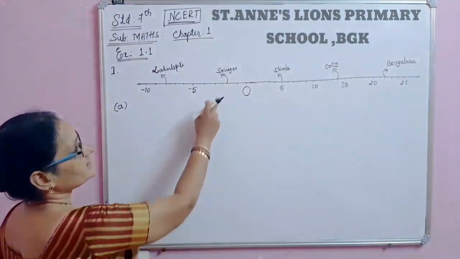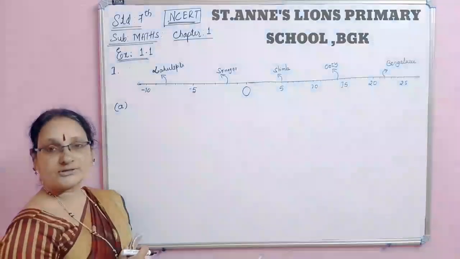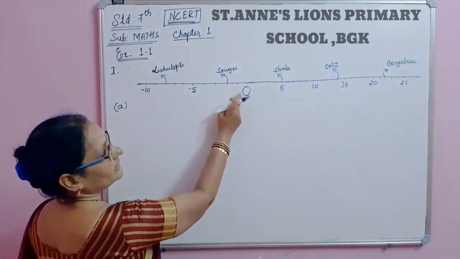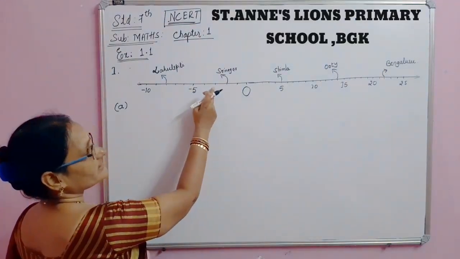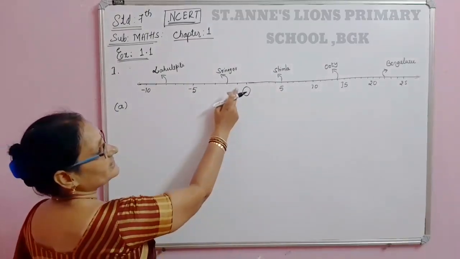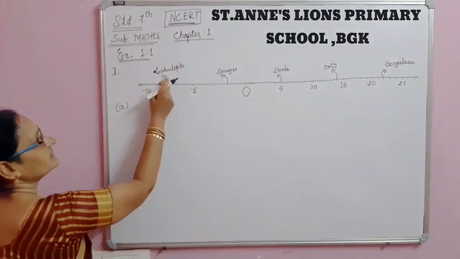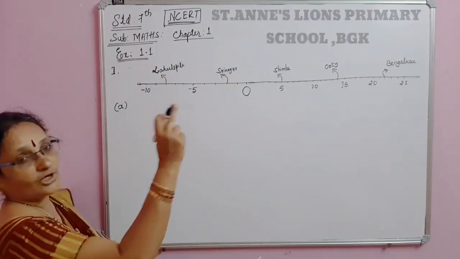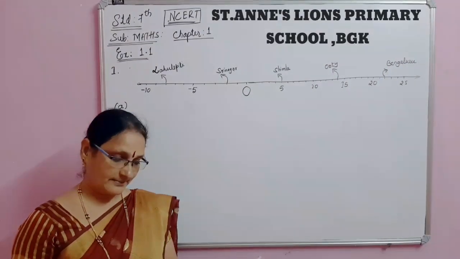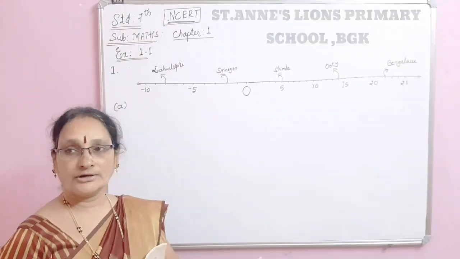Now, just by seeing, if this is 0, the left side of this is negative integers. So after the 0 here, minus 1, minus 2, minus 3, minus 4, minus 5 will come. Like that, if it is minus 1, this will be minus 2. Now, we have to write the temperature of all these places, that is question A. Observe this number line and write the temperature of the places marked on it.